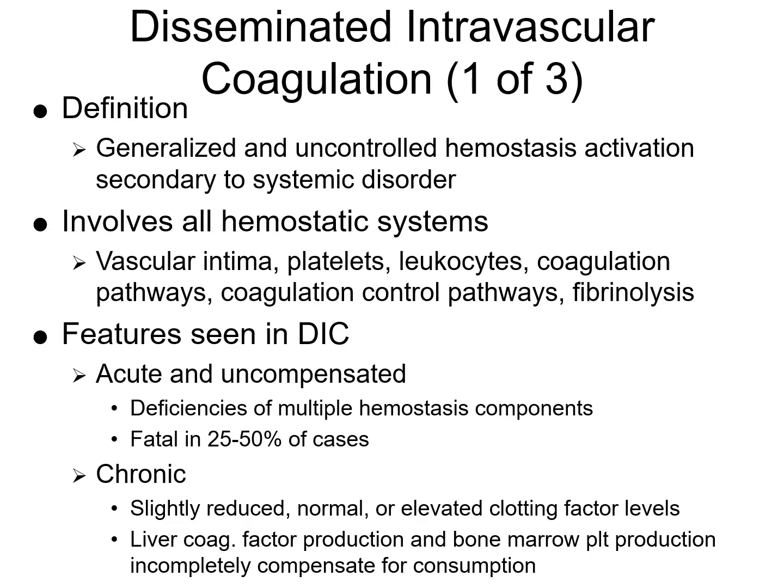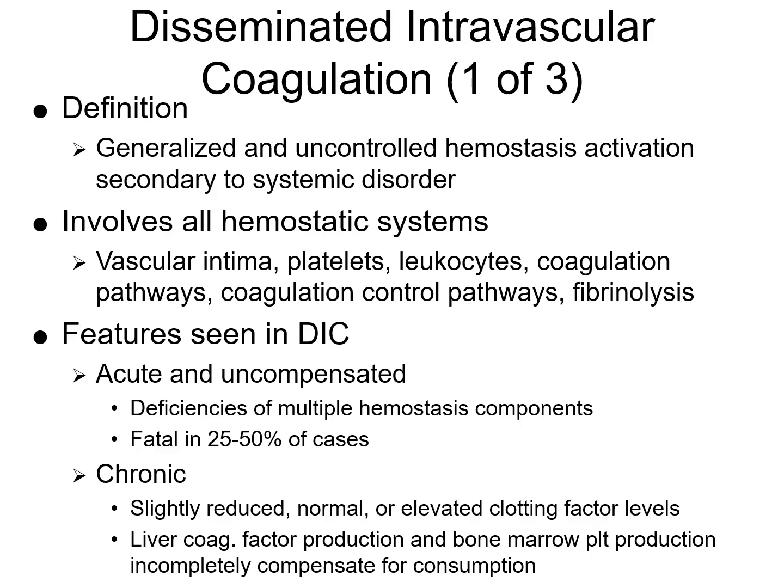So, disseminated intravascular coagulation, or a DIC. By definition, DIC is a condition characterized by generalized and uncontrolled activation of the hemostatic system as a result of an underlying systemic disorder. It involves widespread activation of multiple components of the hemostatic system, which includes the vascular intima, which is the inner lining of blood vessels, platelets, leukocytes, the coagulation pathway, coagulation control mechanisms, and fibrinolysis.